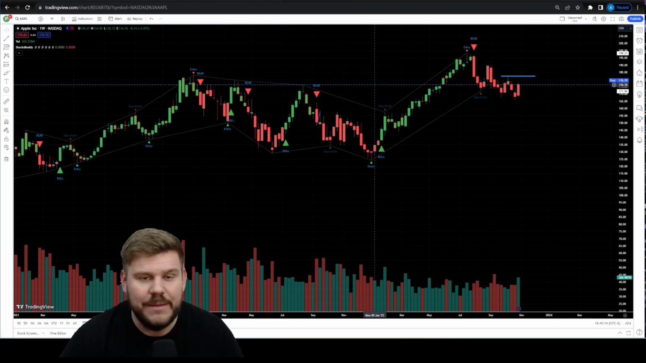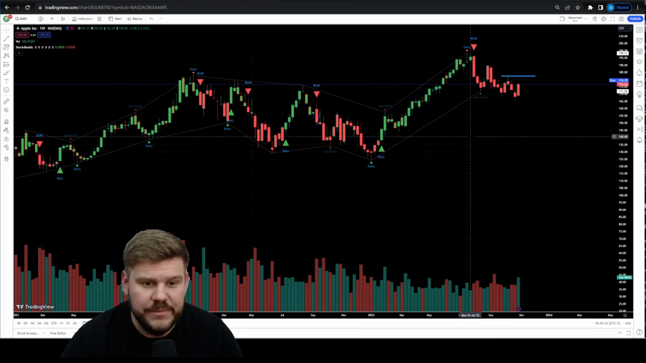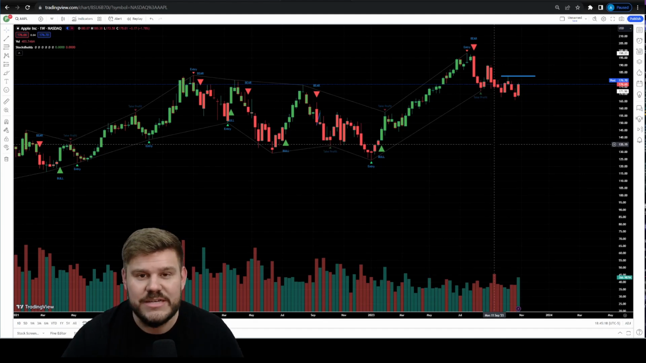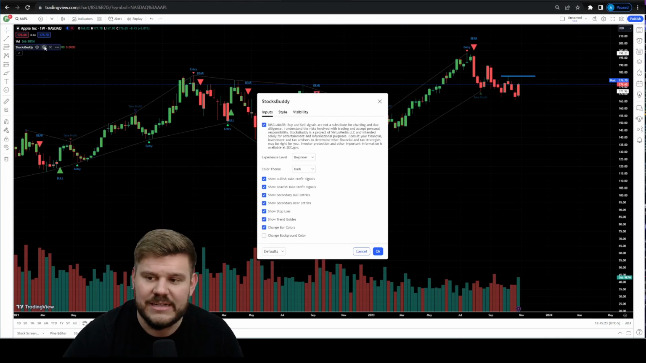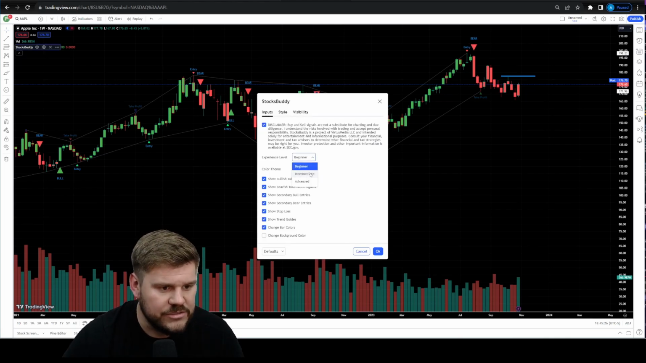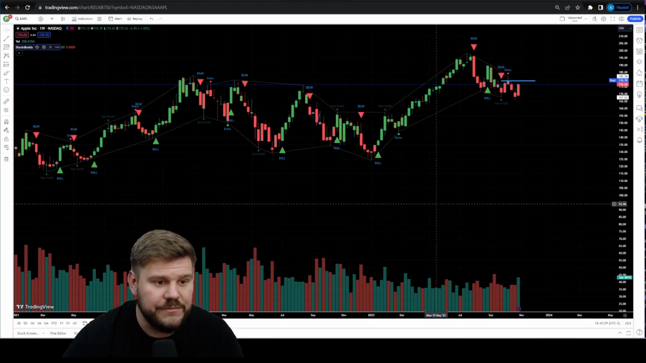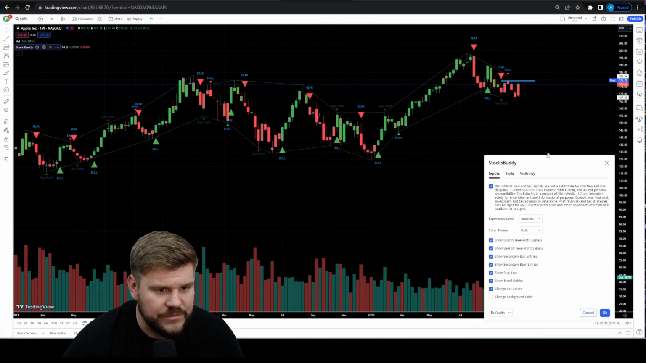This indicator is phenomenal. In just a moment, I'm going to walk you through the intermediate stage just to show you the variation and difference in changing the sensitivity of the indicator. So again, we go right back up here, highlight StocksBuddy, click the gear icon, and we're going to switch this over to intermediate. Now, if you'll notice, I'm going to move this so you guys can see.